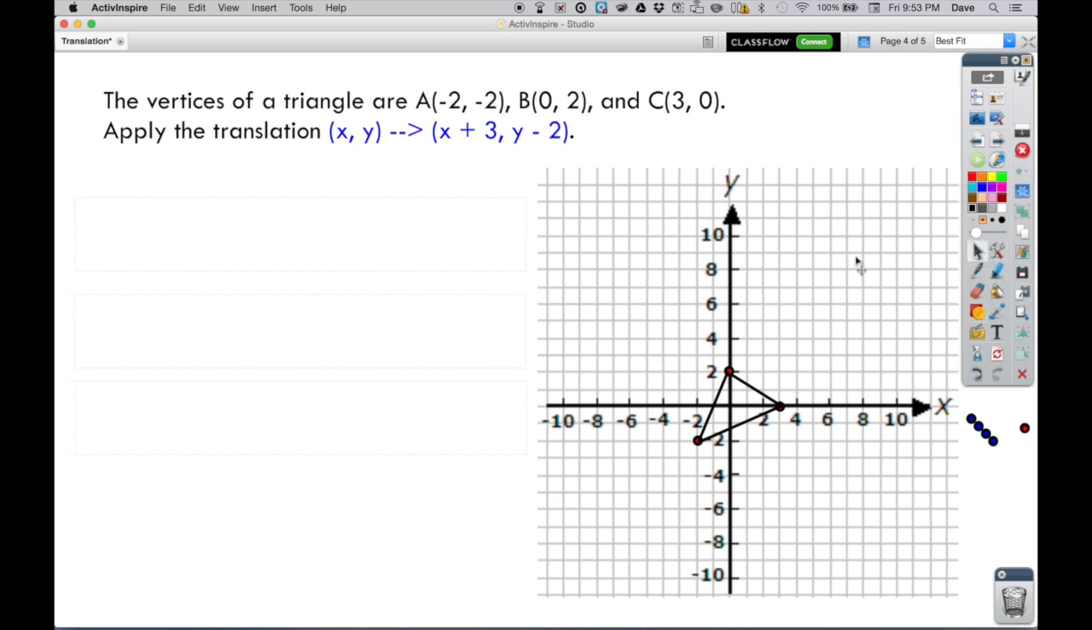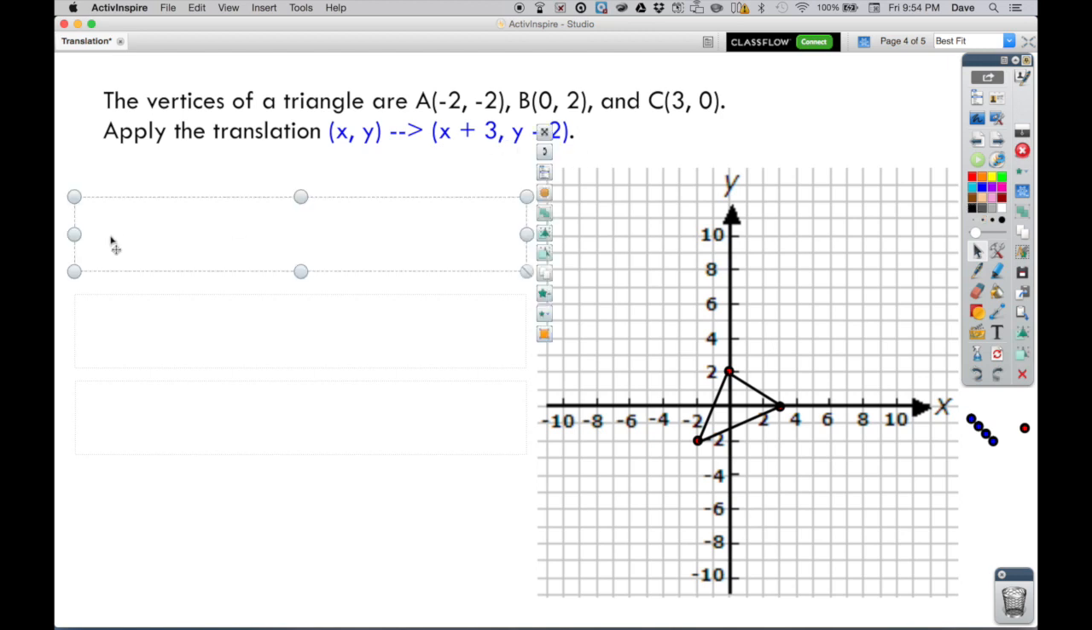Okay, now what we want to do is apply this translation, but notice what's different. Instead of saying left or right or up or down, what they've done is they've shown it mathematically, and they're saying for each point, x and y, those coordinates, take x and add 3 to it. Take the y coordinate and subtract 2 from it.